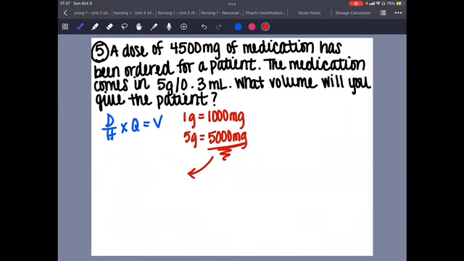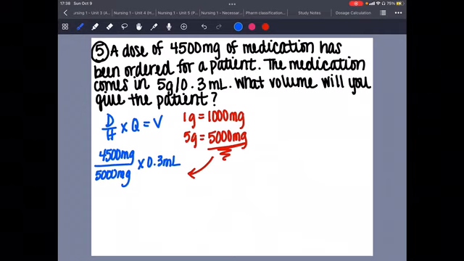And we're only doing this for the desired over half. I will show you the flip side of it. Now, you could do the same thing for dimensional analysis, but it'll be a little smoother. So going back to desired over half. So we already converted. So we're going to do 4,500 milligrams over 5,000 milligrams. And then you're going to multiply that by 0.3 ml.